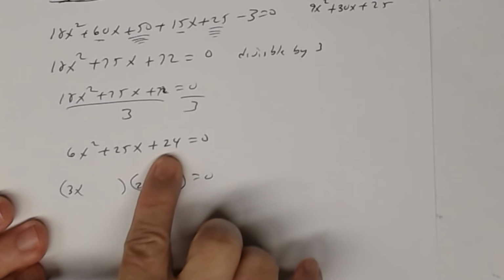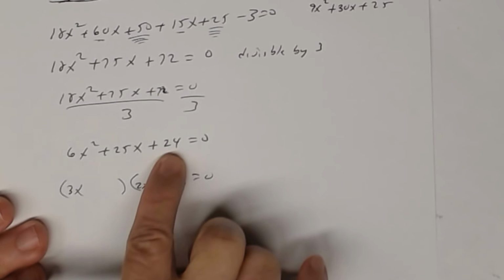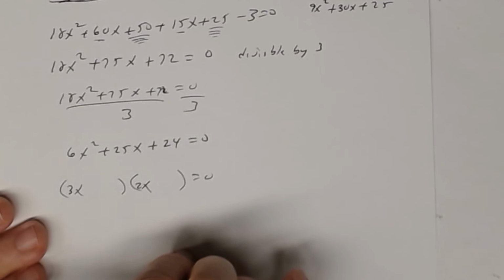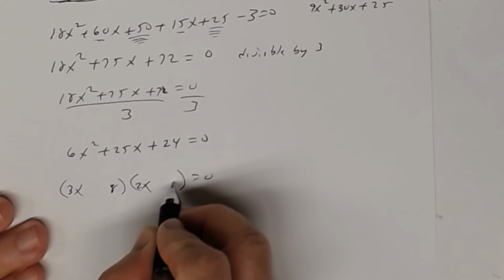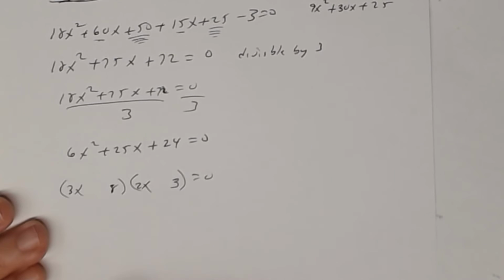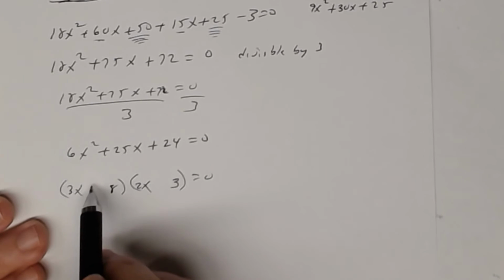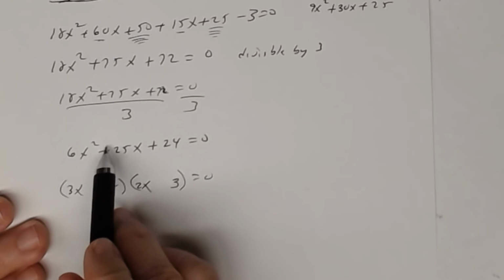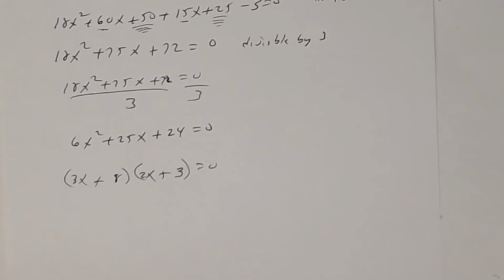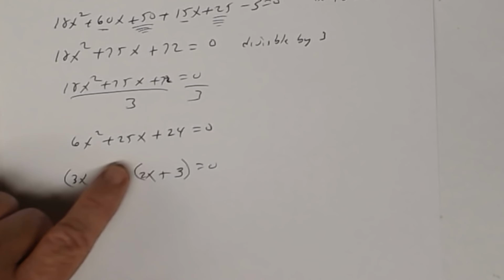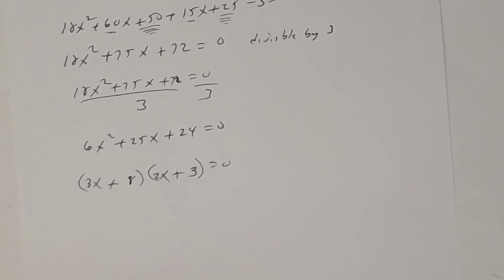24, there's 12 and 2, 8 and 3, 24 and 1. Let's use 8 and 3. Let's try putting the 8 here and the 3 here. The last sign's positive, so that means these signs have to be the same, and they're both going to be that middle sign, so they're both going to be positive. But let's double check, always double check. But you could have used the quadratic formula here or here, it does not matter.